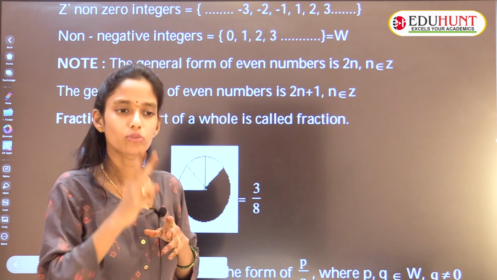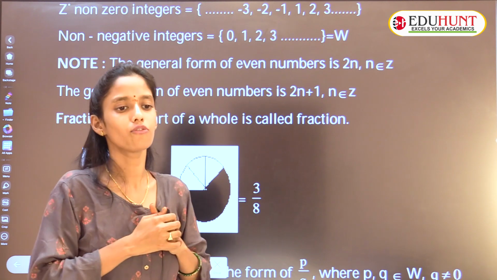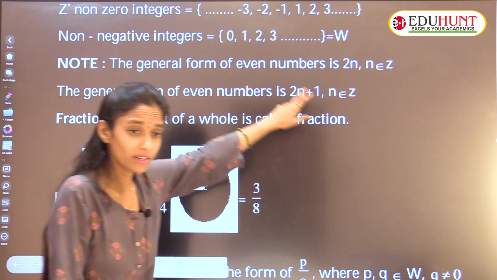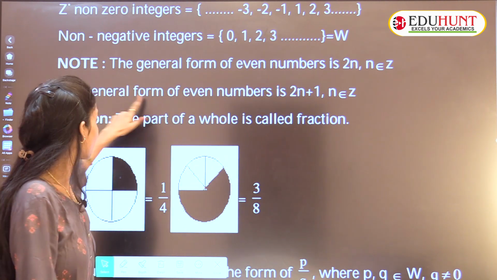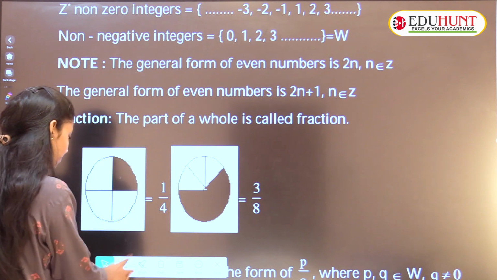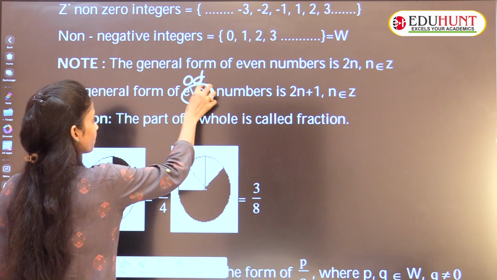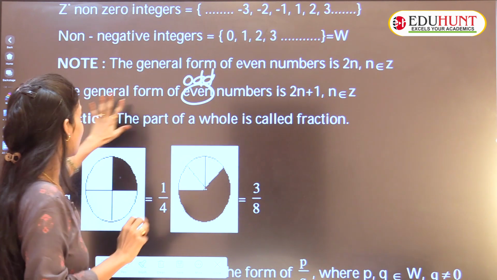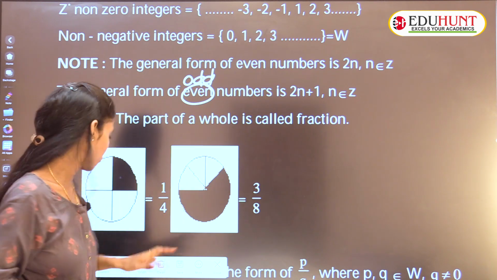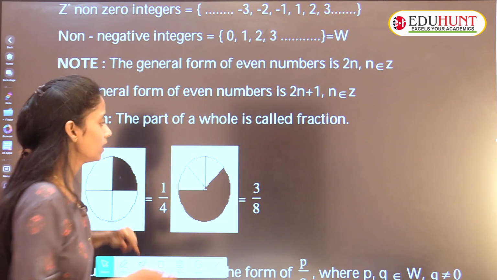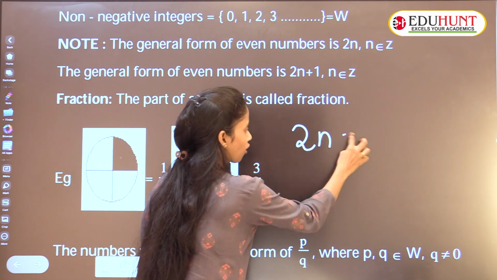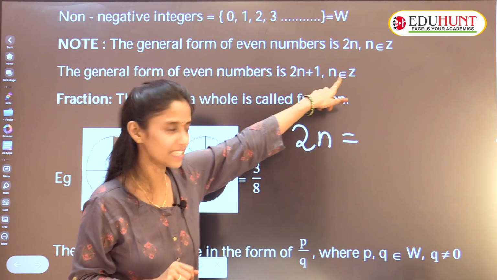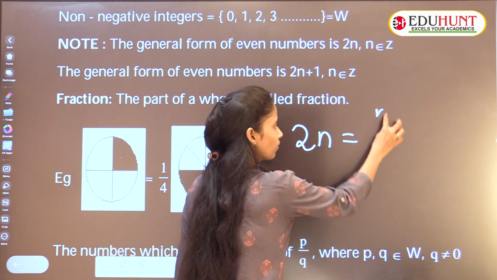Here, if you observe, all of these are good. But in integers, we have two formulas. What are those? Those are general forms. Whenever we see even numbers, the general form of the even numbers is 2n, and the general form of the odd numbers is 2n plus 1. Ma'am, what is all this? I'll show you an example. See, the even numbers formula is 2n, and n belongs to Z. Z is nothing but integers. So now, take n equal to 1.